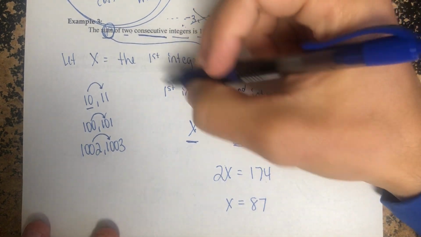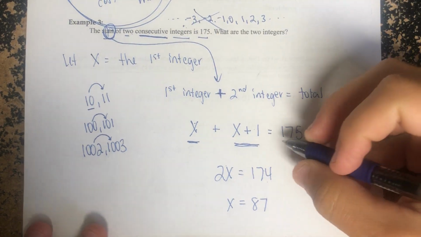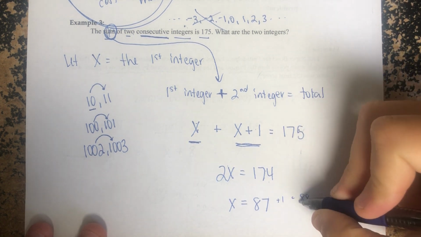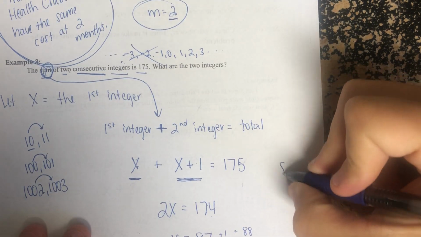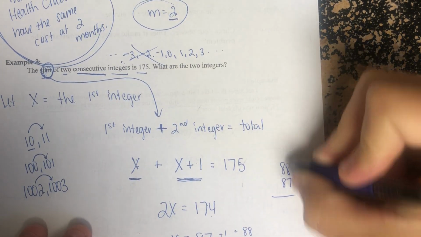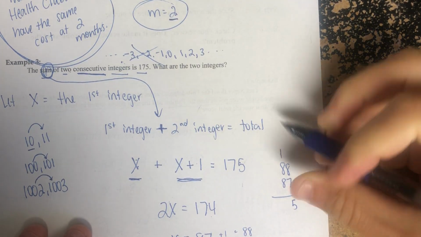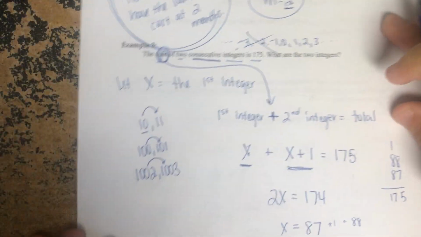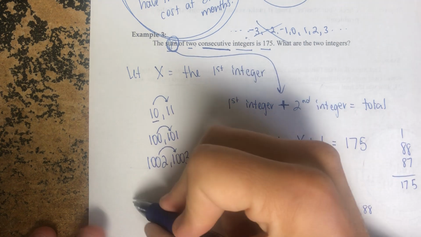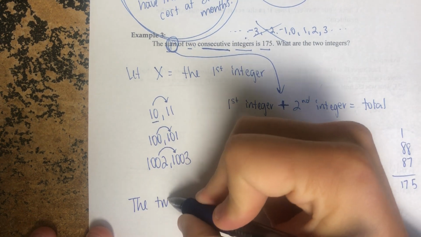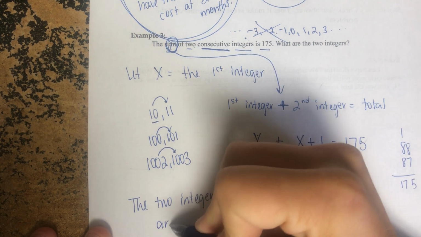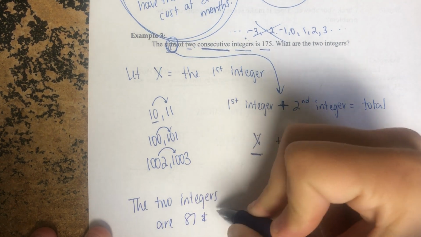So the first integer is 87. That means the second integer would have to be 88. Do 87 plus 88 equal 175? I hope so. They do. So you can write something as simple as this. The two integers are 87 and 88.